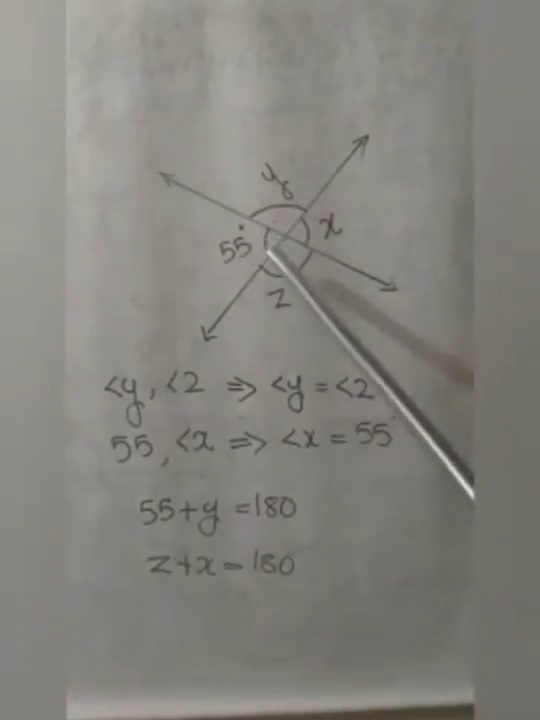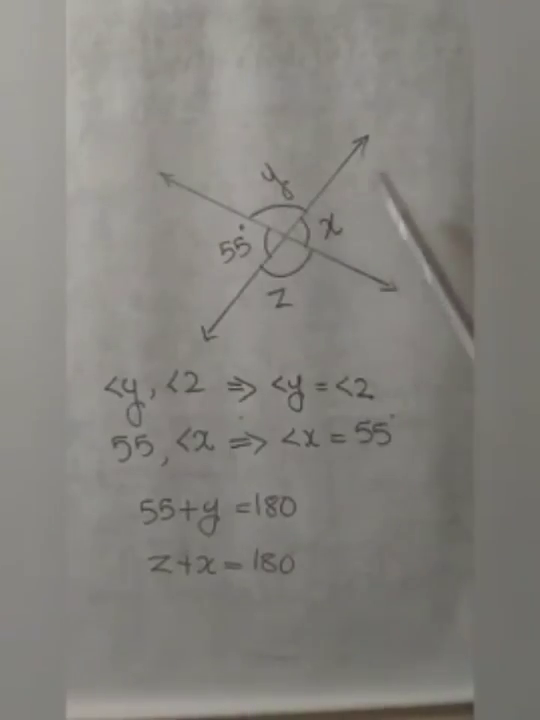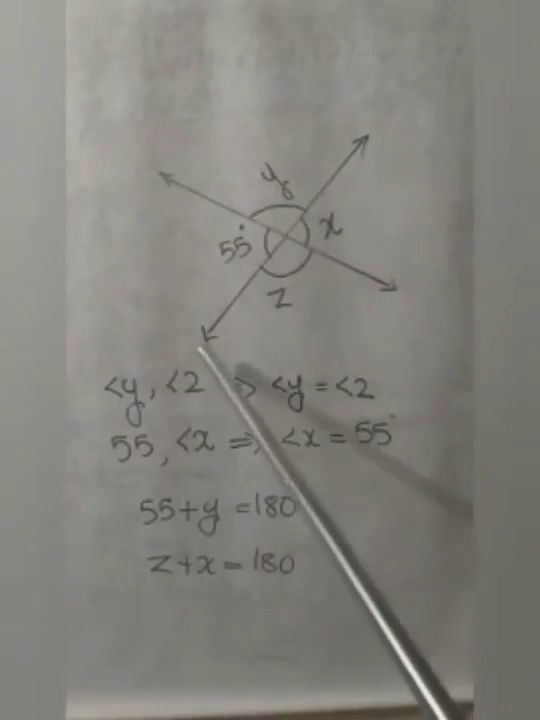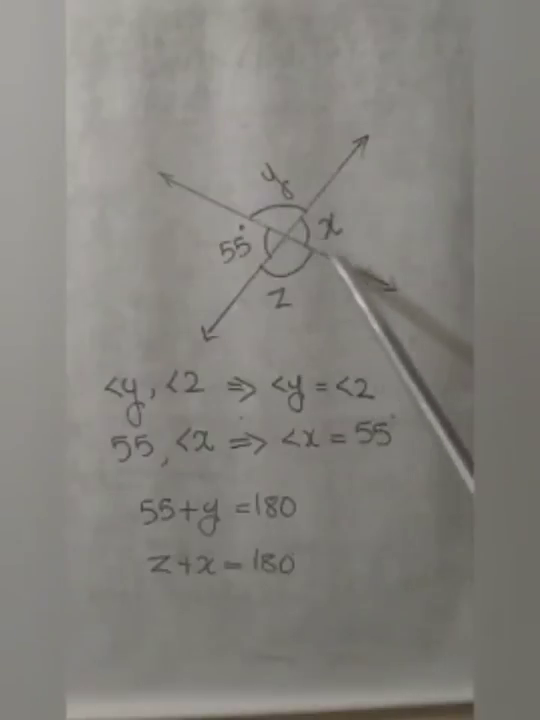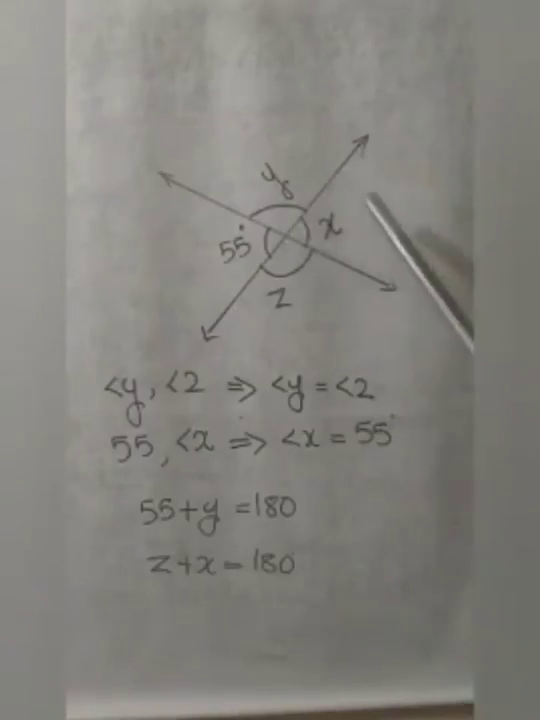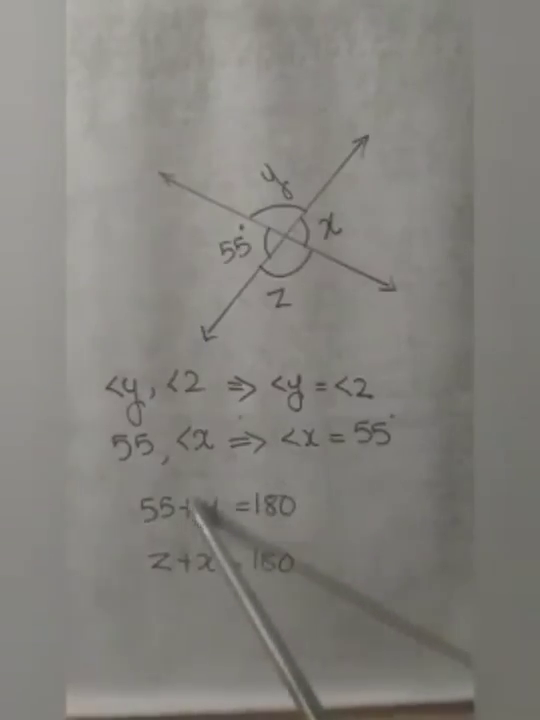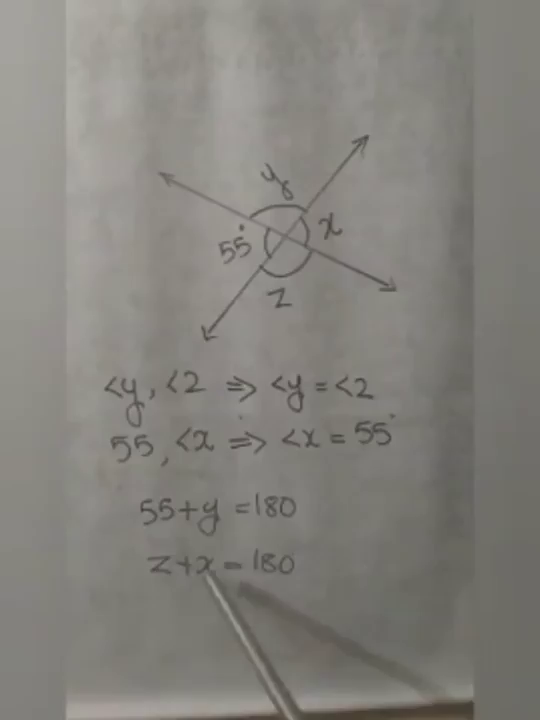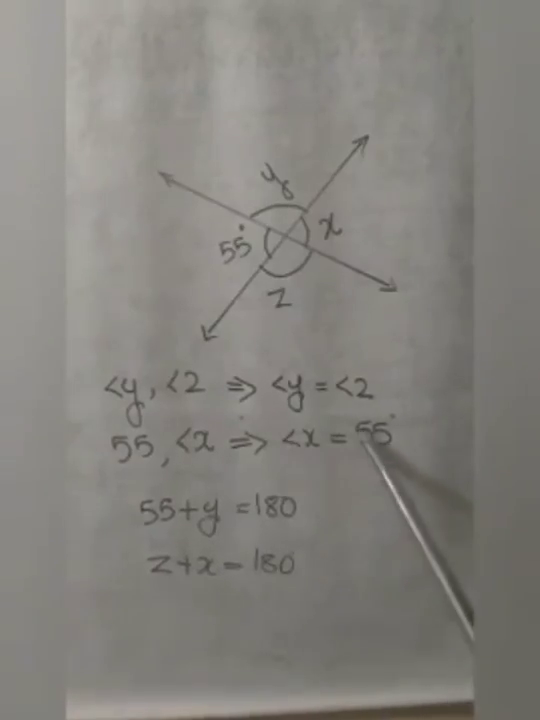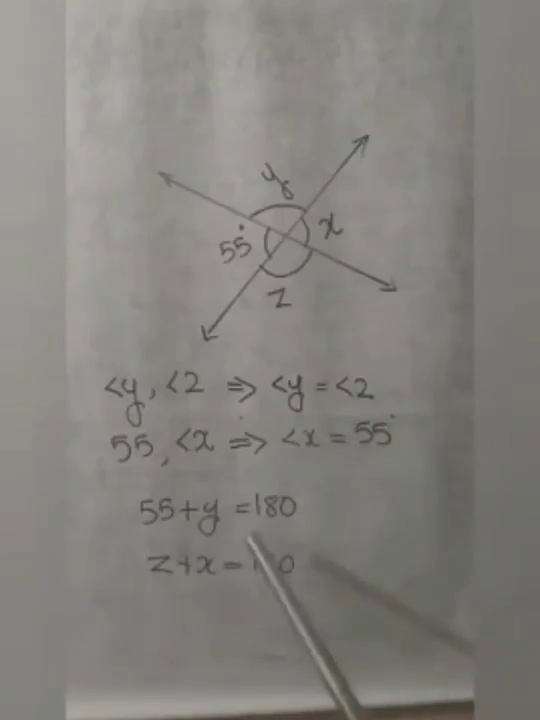Then, considering this side, x and z. This is the straight line. This is one angle and this is another angle. So x plus z is also 180. Now, 55 plus y equal to 180. From this, you can find the value of y. Here, z plus x equal to 180. We know the value of x. What is the value of x? 55. So from here also we can find the value of z.